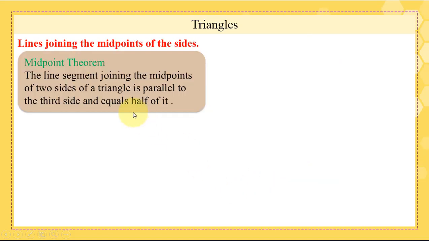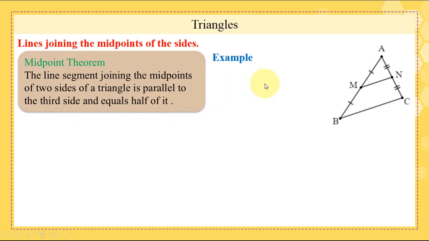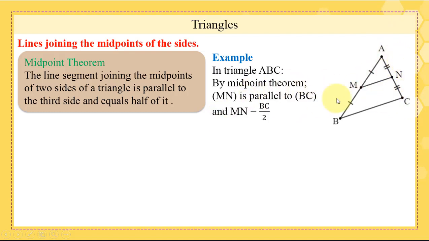A very important theorem in a triangle is the midpoint theorem. It states that the line segment joining the midpoints of two sides of a triangle is parallel to the third side and equals half of it. Example, in triangle ABC here, M is the midpoint of AB and N is the midpoint of AC. Then by the midpoint theorem, MN will be parallel to BC and MN is equal to BC over 2.